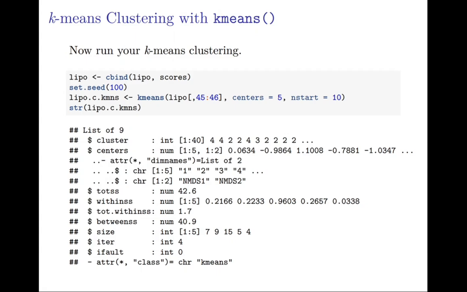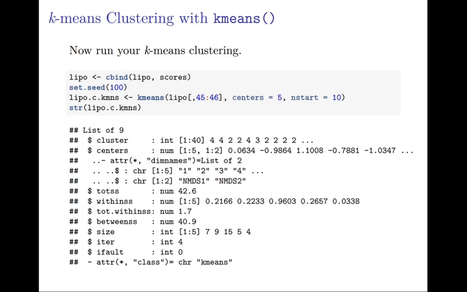And we're going to set a seed here because this is an iterative process. So that way, if you run it, you're going to get similar results to me. And so using the k-means function, you select your data set. You first enter your data set, which is LiPo is the data set, but it's those last two columns for the scores or the XY coordinates.